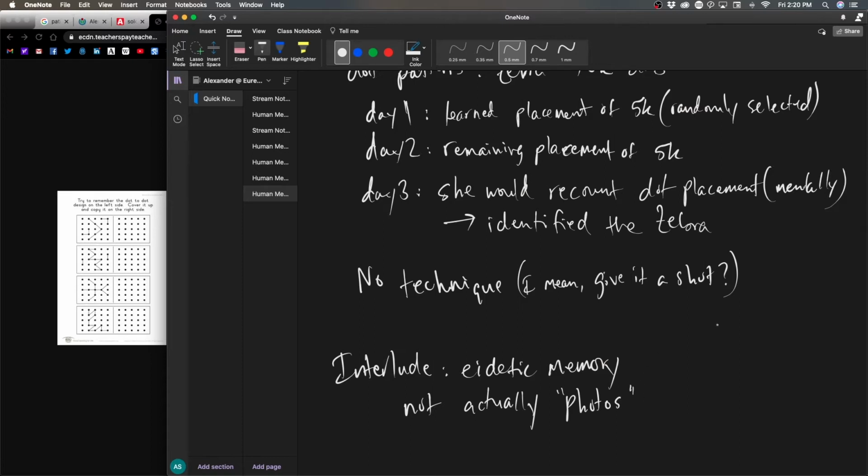Okay. Eidetic memory is observed in children quite a bit. Children are pretty good at being able to reproduce these things. I don't think they can do a 5K or 10,000 dot pattern that has some sort of meaningful image in it, but it's observed in children, and then it decreases with age. So by the time you're my age, your age, it's probably not a thing.